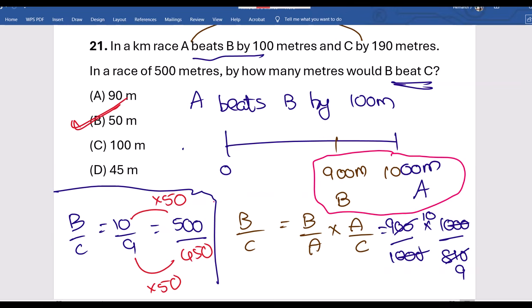Again I am explaining. The first one is a kilometer race, 1000 meters. So when anyone says kilometer race, if P beats someone, P should complete 1000 meters. If Q beats someone, Q should complete the race of 1000 meters. But what about the second one? The second one is a 500-meter race. When it is a 500-meter race, if B beats somebody, B should complete 500. So the numerator should be 500. Accordingly, the denominator is 450. B beats C by 50 meters.